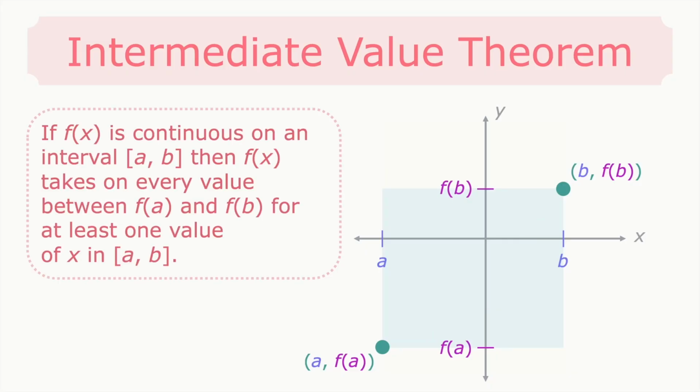More formally, if f of x is continuous on an interval from a to b, then f of x takes on every value between f of a and f of b for at least one value of x in [a, b]. Let's practice applying this theorem in some examples.